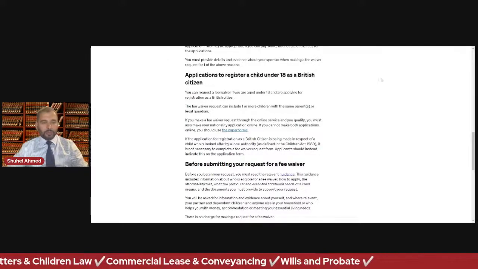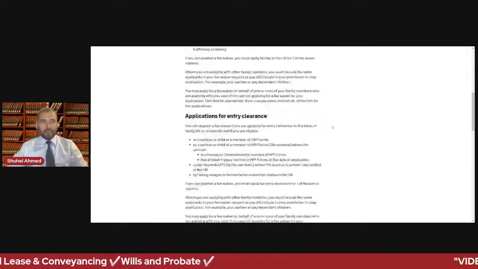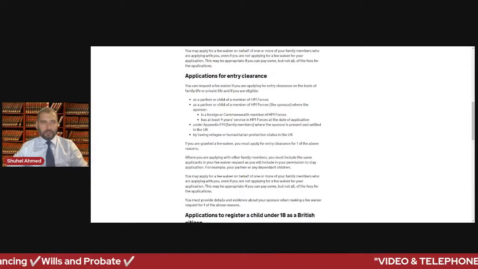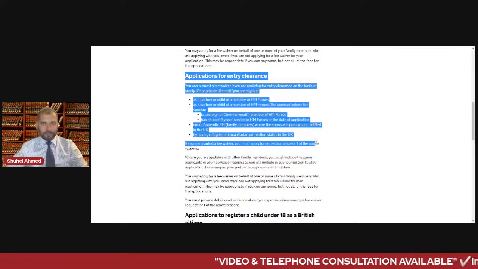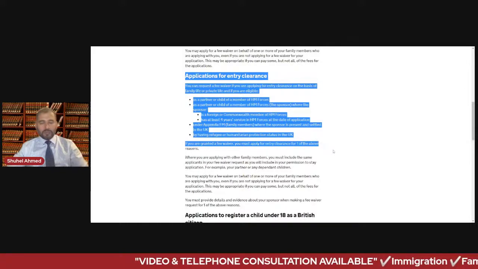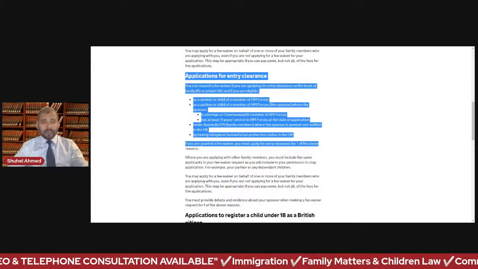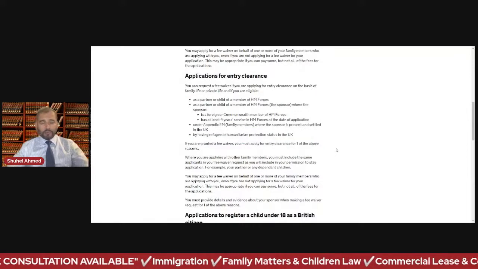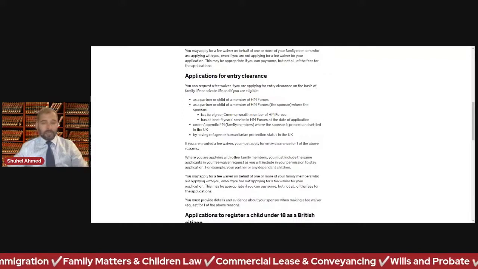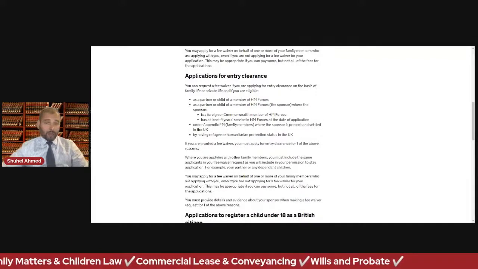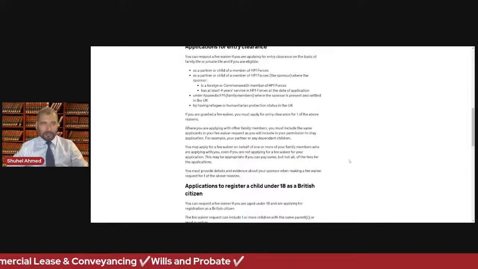Now, moving to the next category, I'll speak about entry clearance visa. Entry clearance visa is very expensive compared to leave to remain. Now, leave to remain and leave to enter. Entry clearance visa is basically for those people who want to come to the UK. They need to make an application from their home country for leave to enter.